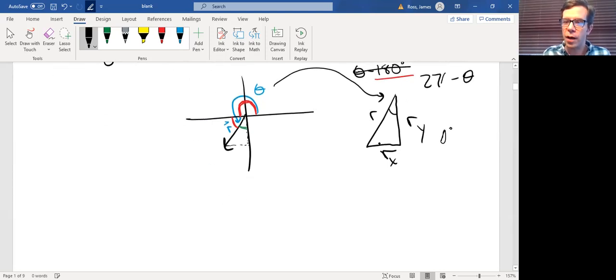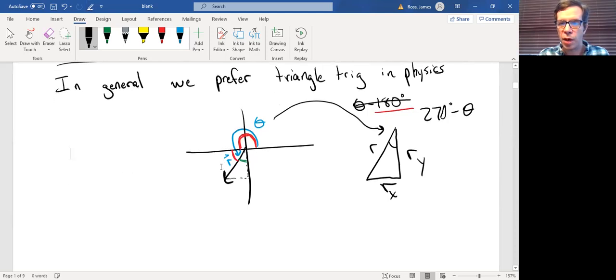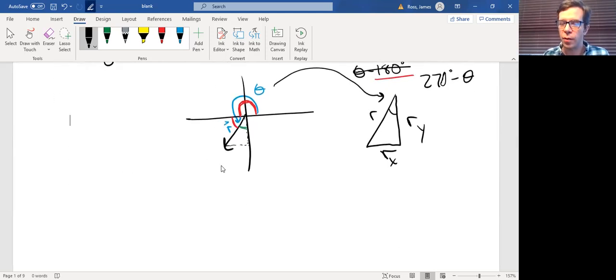Anyway, we want to find the reference angle that we need to use for our triangle. In general, when you're doing a physics problem, you probably know the reference angle and you don't know what the angle in standard position is. And that's why we tend to not stick to using standard position.